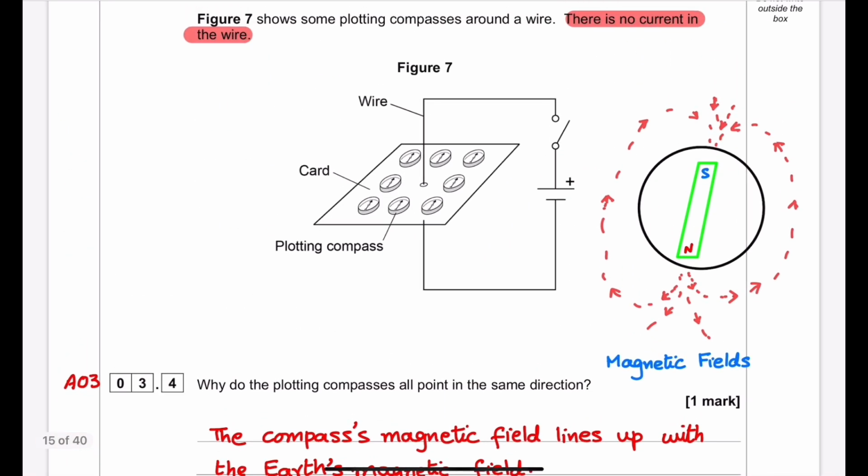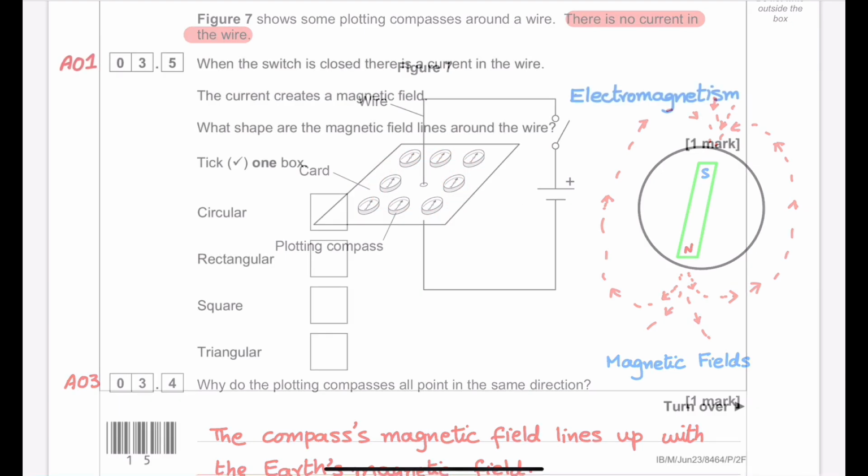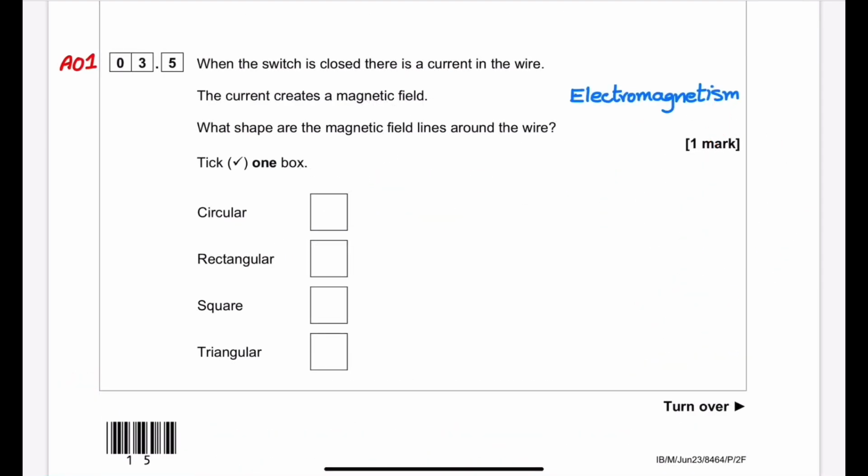If you look here, when the current starts flowing, the direction of the current is downward. With the help of the right hand rule, the curling fingers show the circular shape of the magnetic field around the wire. Therefore, the shape of the magnetic field lines around the wire is circular.